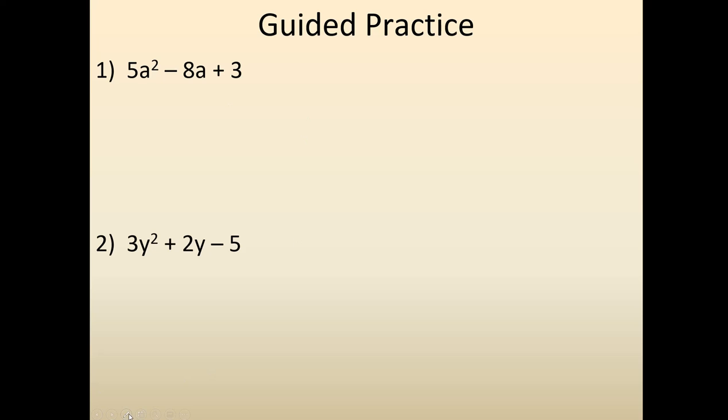Like I said, the whole point of this video is so that you can get some more practice, because some people are still having trouble with this. I just want to make sure that I cover it as best as I can. Once again, you have your trinomial. You're going to take the first term and the last term and multiply them. So 5 and 3 gets us 15. Now I'm looking for two numbers that multiply to 15 and add to negative 8.